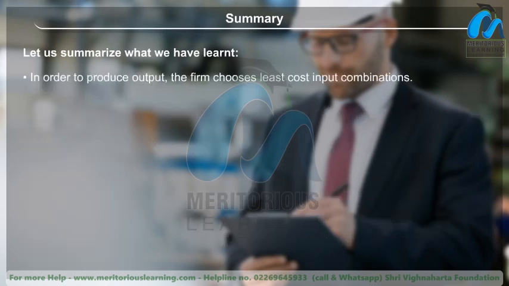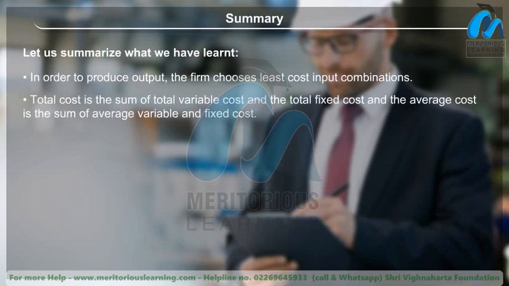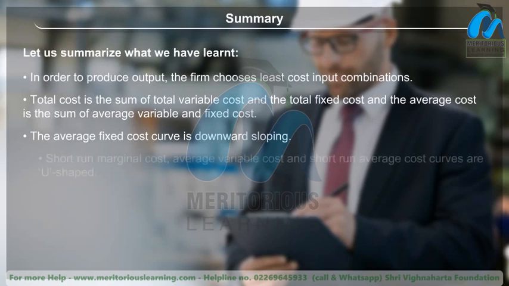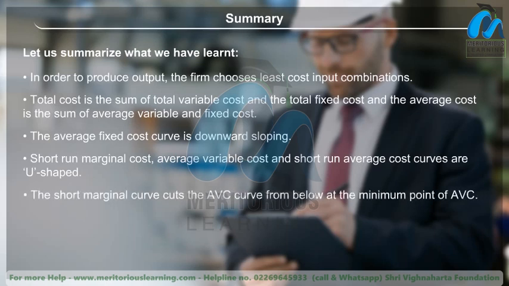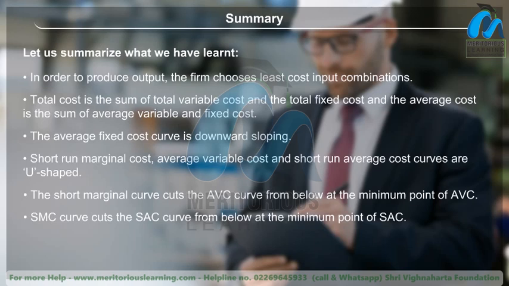In order to produce output, the firm chooses least cost input combinations. Total cost is the sum of total variable cost and total fixed cost, and the average cost is the sum of average variable and average fixed cost. The average fixed cost curve is downward sloping. Short-run marginal cost, average variable cost, and short-run average cost curves are U-shaped. The SMC curve cuts the AVC curve from below at the minimum point of AVC. The SMC curve cuts the SAC curve from below at the minimum point of SAC.